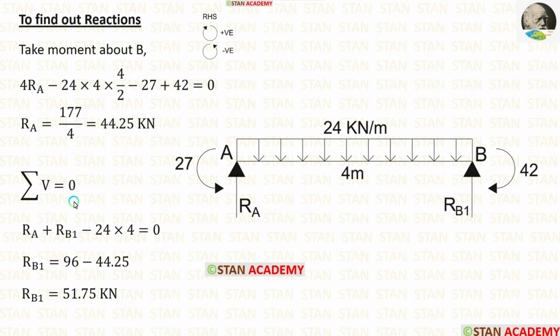Now, using the rule, summation of vertical forces is equal to 0, we can calculate RB1. Here there are two upward forces, RA and RB1. They will be positive. The UDL is acting downwards, so it will be negative. In the case of UDL, we have to multiply with the distance to get the total load. Here we can apply the value of RA, which we already calculated. In this way, we can calculate RB1, which is equal to 51.75 kilonewton.